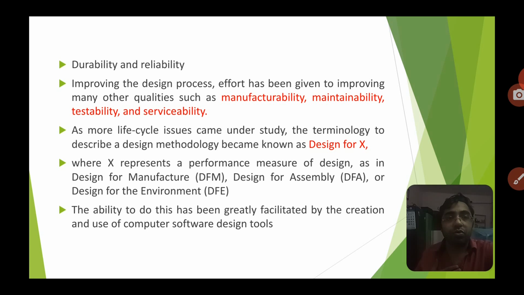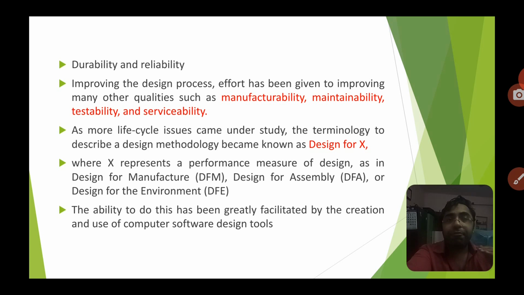So we have to study our product in more detail. To describe the design methodology, we use what is known as Design for X. Design for X means the measure of design, the performance measure of our designs. The X means the performance measure of our design.